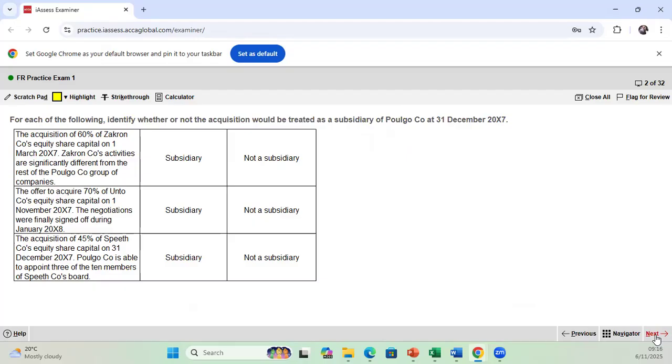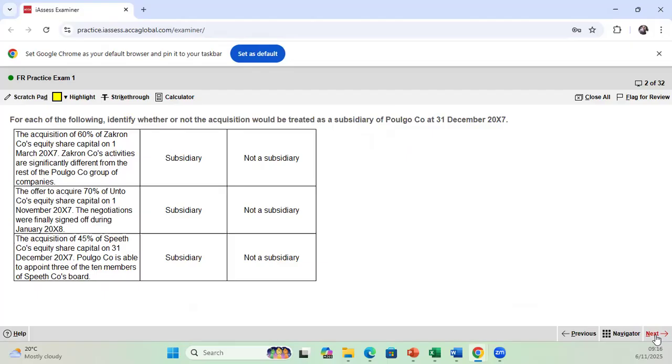The first one, from what we have been saying, what can we say about the first one? The acquisition of 60% of Z as equity shares on 1 March 20x7. Z's activities are significantly different from P Group's group of companies. So can that determine a subsidiary?